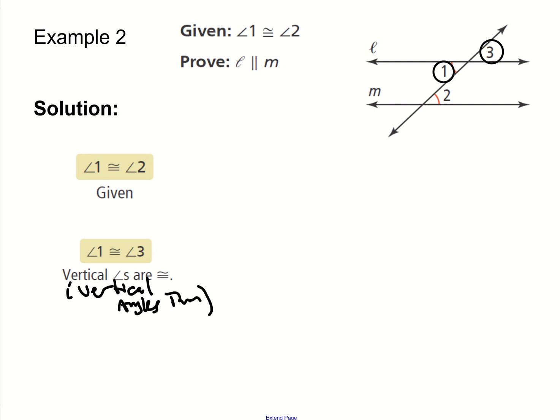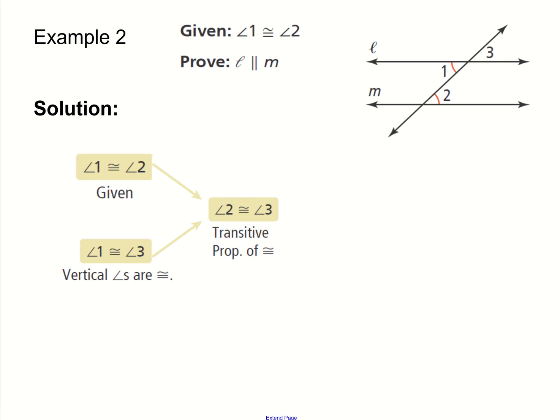Okay. And then we need an arrow, right? So we're going to do an arrow that goes from the given statement to the next statement. What is the next statement? If we take these two statements together and put them together, then we get this statement, right? So that's why we have those arrows.